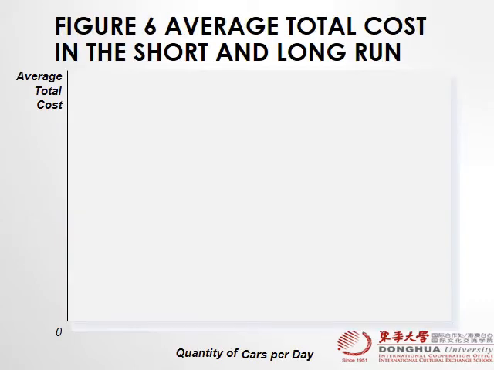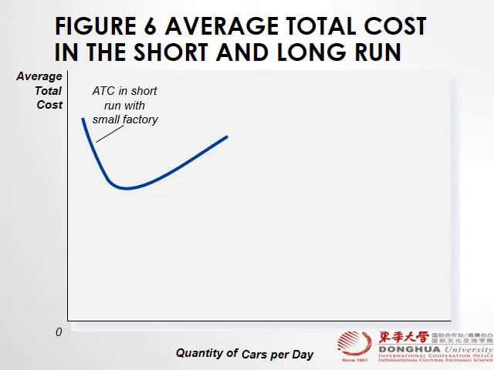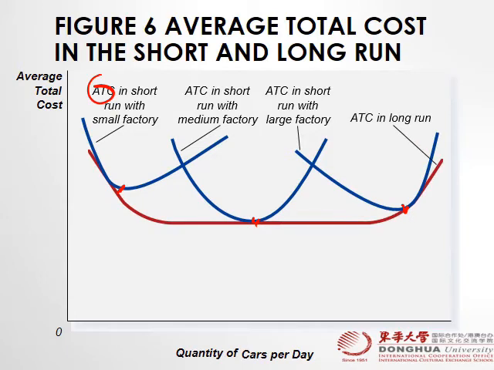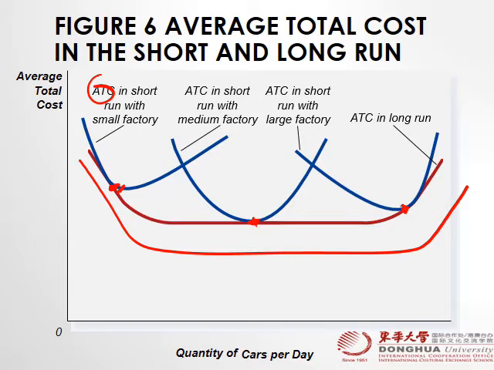So let's see this by a graph. In the short run, you have a U-shaped curve, and the U-shaped curve is called average total cost. We have year 2, we have year 3. So the firm will produce at its efficient scale. So when you just draw on these points, you will find the long run average total cost. So this maroon line is the long run average total cost.